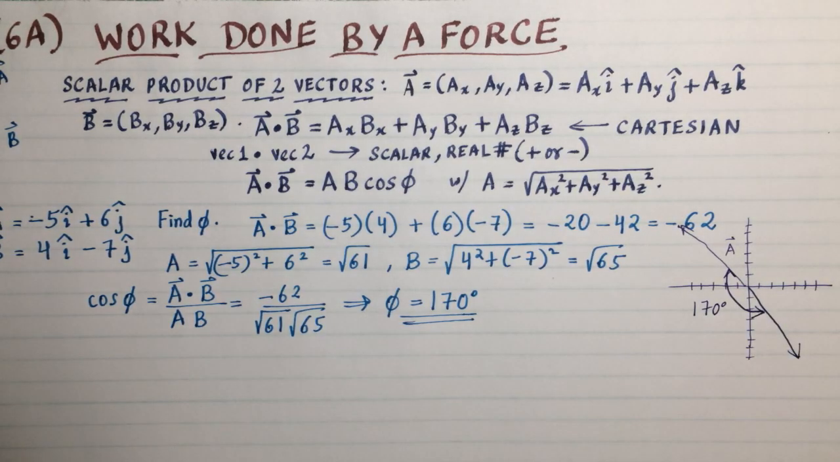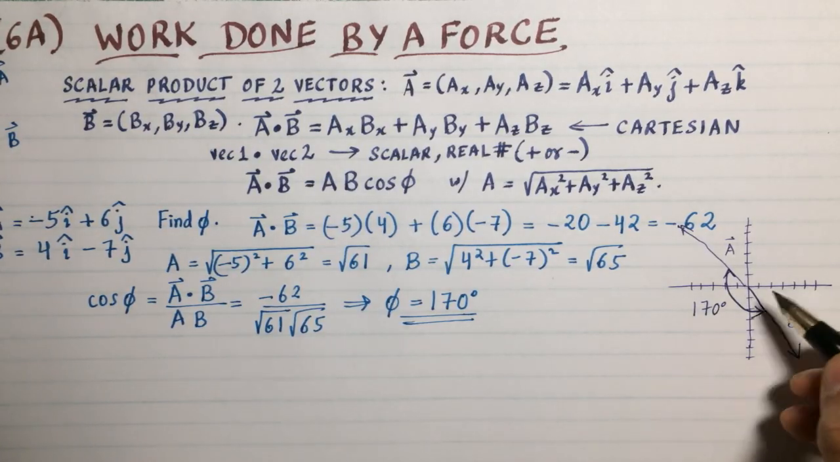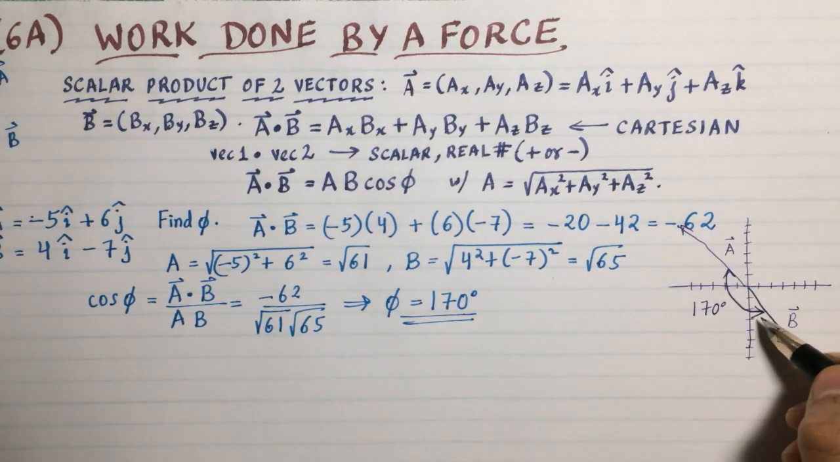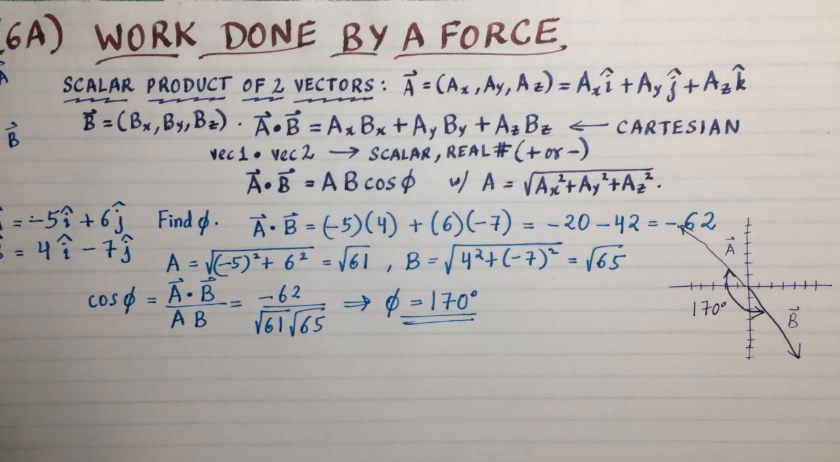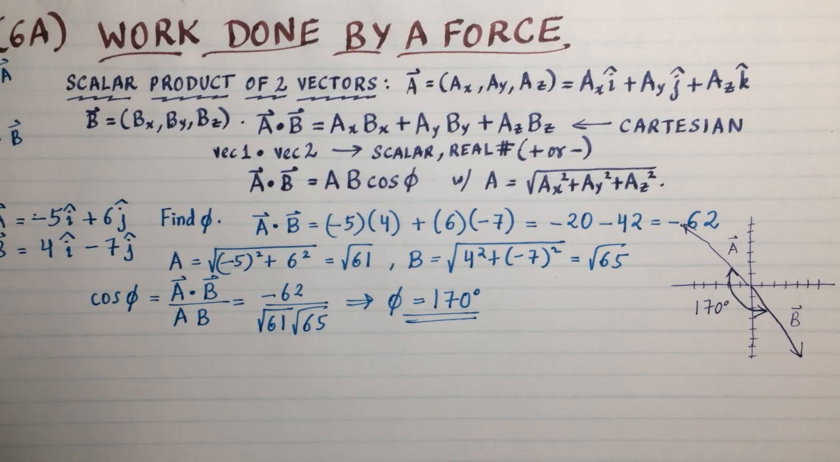So one of the important reasons I drew this figure is to show you that there are actually two angles between two vectors. You have this angle that's smaller and this angle that's bigger than 180 degrees. The dot product or the scalar product always finds the smaller of the two angles.